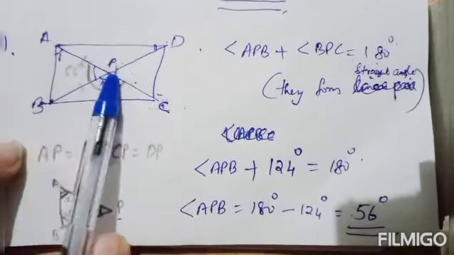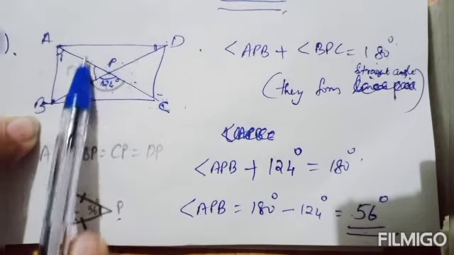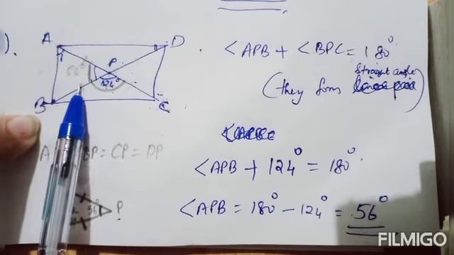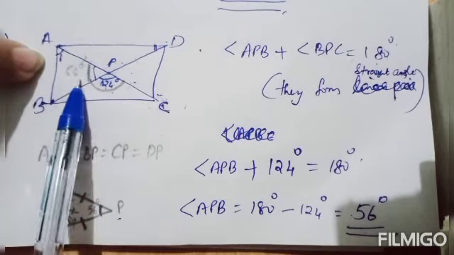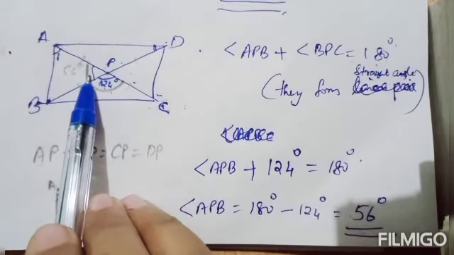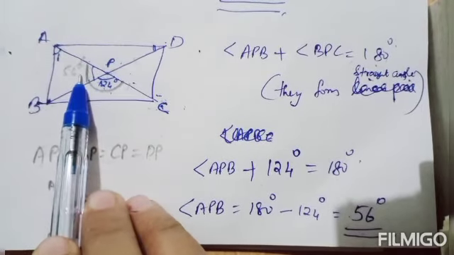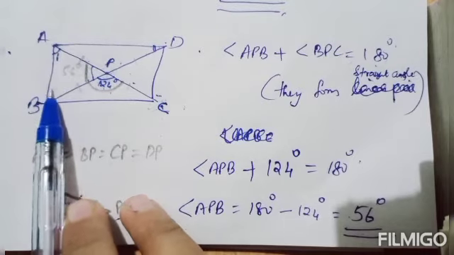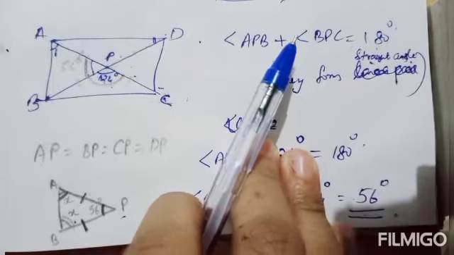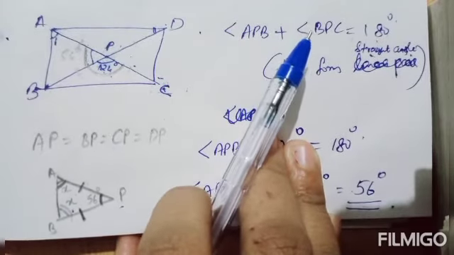Considering this triangle APB, AP and BP, these two sides are equal. In this, one angle, the unequal one, is given as 56 degrees. So you can find the other two angles by using the property of isosceles triangle and angle sum property.